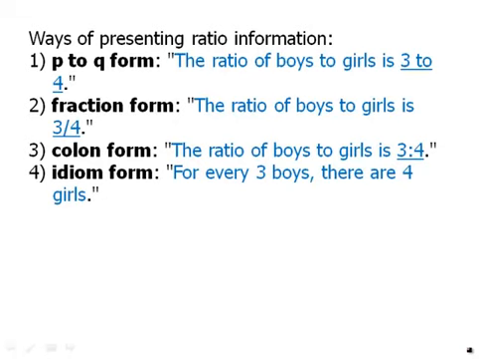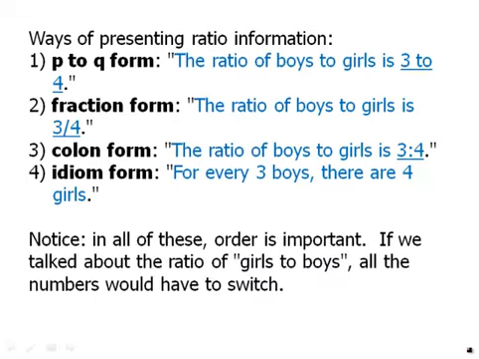Now, of course, of these 4 forms, the most useful by far is fraction form, because when we rewrite the ratio in fraction form, then we can do math with it. Notice, in all of these, order is important. If we talked about the ratio of girls to boys, all the numbers would have to switch. So if we had girls to boys, that would be 4 to 3 or 4/3, something along those lines.